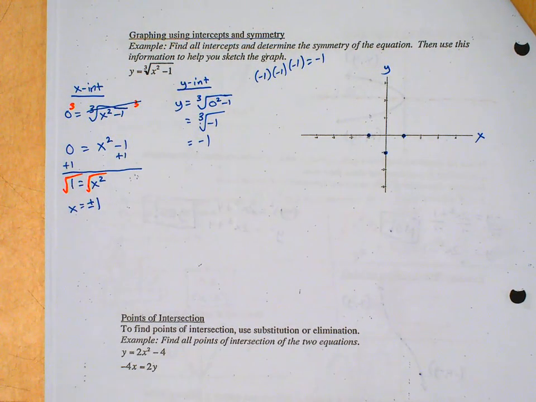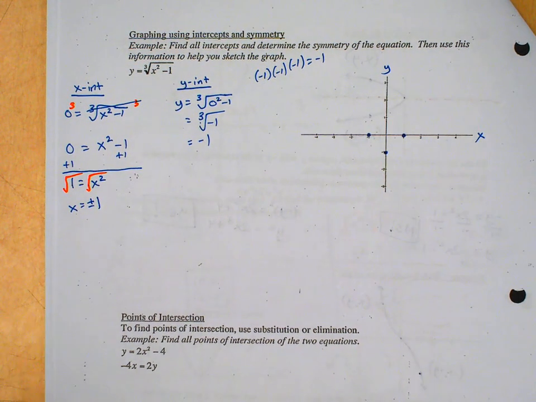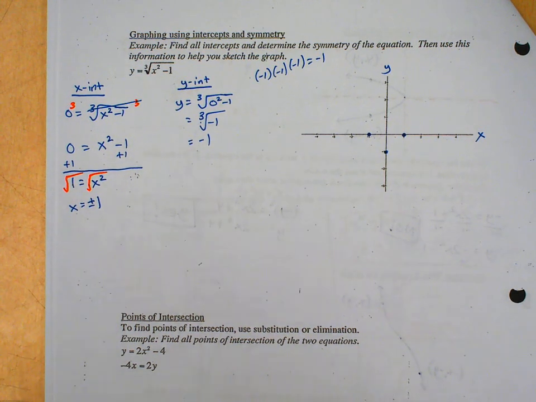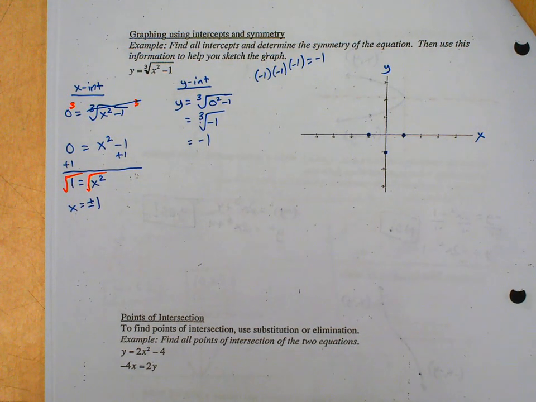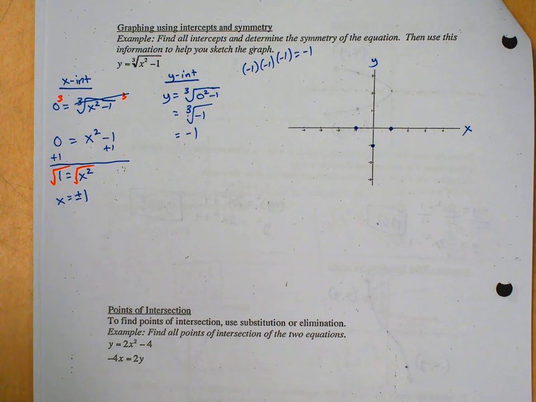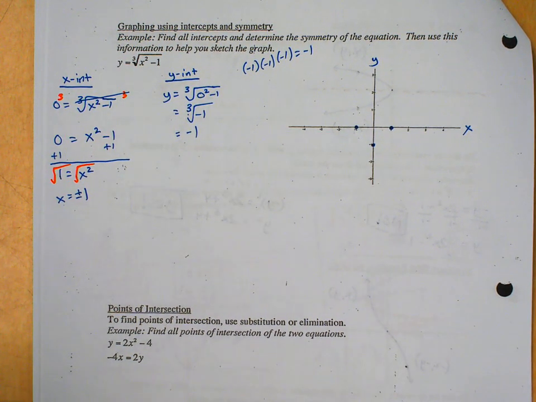Now, that doesn't mean that this is a parabola just because we've got a couple of points that look like it could be. We need to figure out what the symmetry is. We may have to even plot a couple of points and get a little bit better idea of what the graph will be. So I still need to figure out the symmetry.